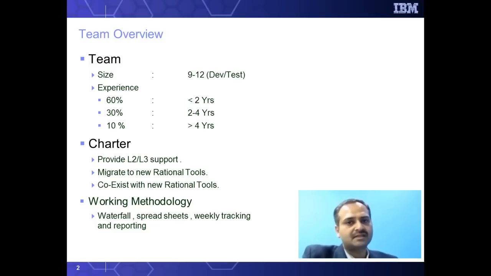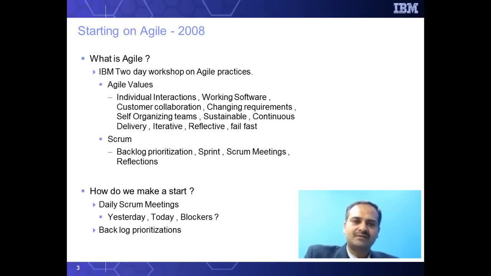Also, since our testing cycles were long, the work was pretty monotonous and repetitive, and since it was all manual, it was not something very interesting to do for the team members. So in the middle of 2008, as part of IBM's software group focus on Agile, we attended a 2-day workshop just to know about what is Agile, what are the Agile practices, and how different teams are benefiting from the Agile practices.